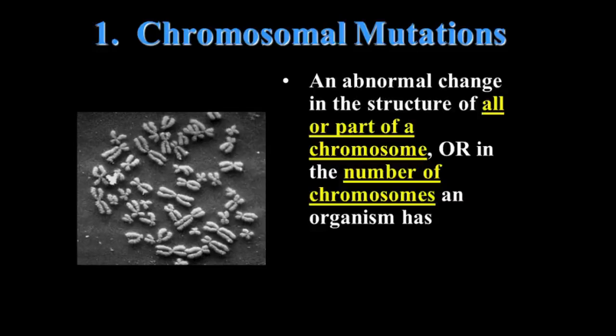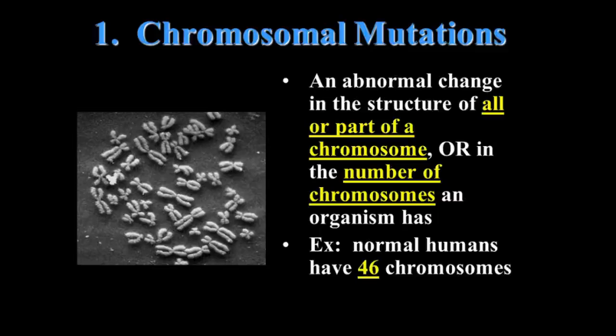The chromosomal mutations are the abnormal change in the structure of all or part of the chromosome, or in the number of chromosomes an organism has. It means the number may be changed or its structure may be changed. It may be deleted, inserted, duplicated, or translocated, and the number may also change, some chromosomes may be lost, certain new chromosomes may be added. All that type of mutation is called a chromosomal mutation.